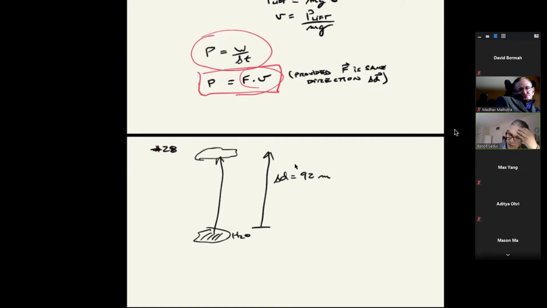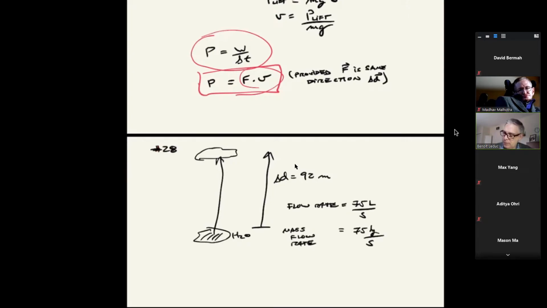The flow rate here is 75 liters per second. And each liter of water has a mass of 1 kilogram. So if I turn this into a mass flow rate, this is equal to 75 kilogram per second. Everyone is okay with this?